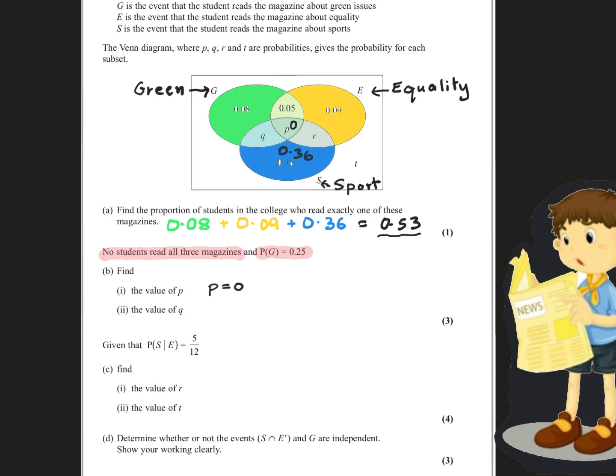Now the whole set G, we're told, is 0.25. So we can write that 0.25 is equal to 0.08 plus 0.05 plus 0 plus Q. And we want to know what Q is. After working out, we find that Q is 0.12.